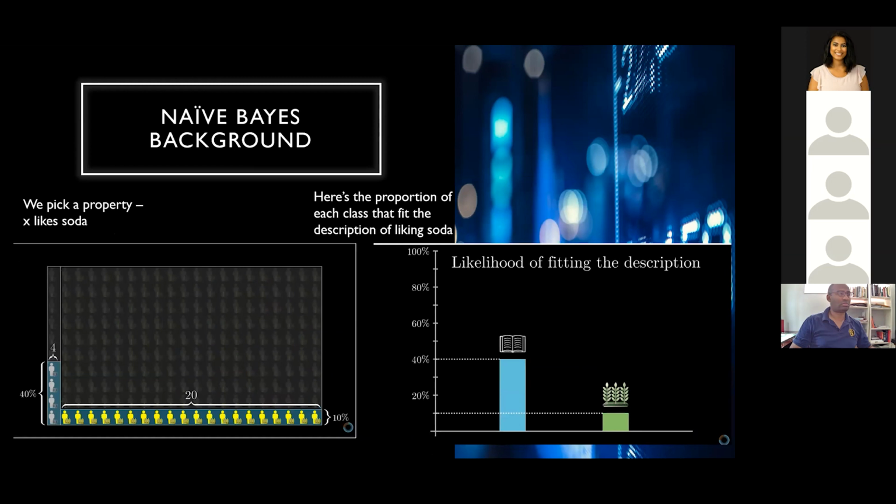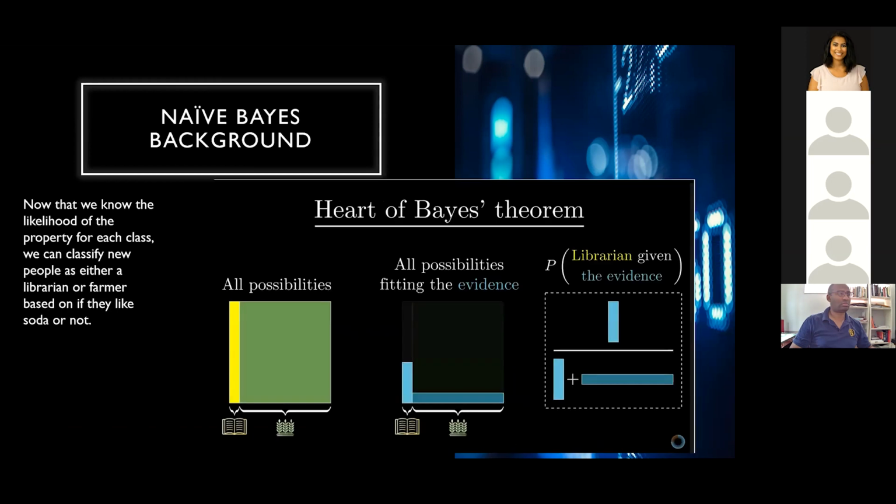We can then see that 40% of the librarians like soda, while 10% of farmers like soda. The thing to note here is that the number of farmers on the bottom that like soda is actually greater than the number of librarians that like soda. But the proportion, or the likelihood, for librarians is greater than that of farmers.